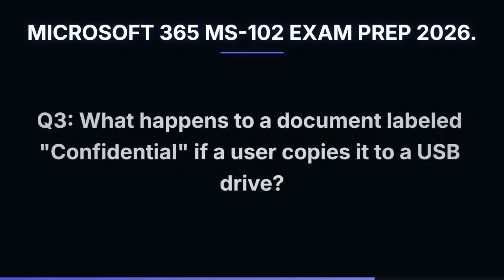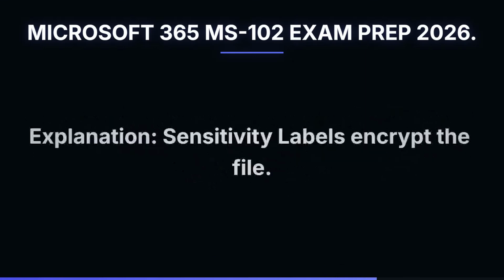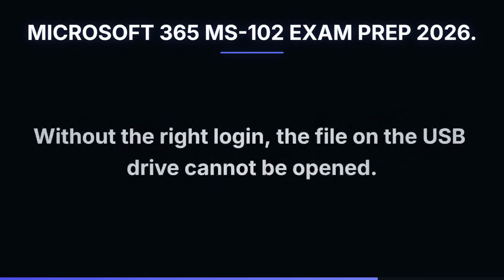Q3. What happens to a document labeled confidential if a user copies it to a USB drive? Answer: the protection stays with the file. Explanation: sensitivity labels encrypt the file. Without the right login, the file on the USB drive cannot be opened.